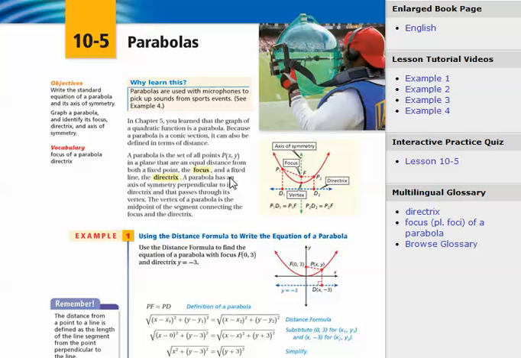The focus point is something new. That's always going to be inside the parabola, right here. And the directrix is a line that's opposite the focus. It's always outside the parabola. Now, normally we talk about parabolas going up or down. In this section, we're also going to talk about parabolas opening to the right and opening to the left.